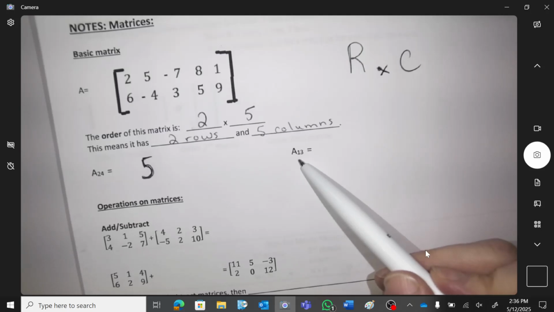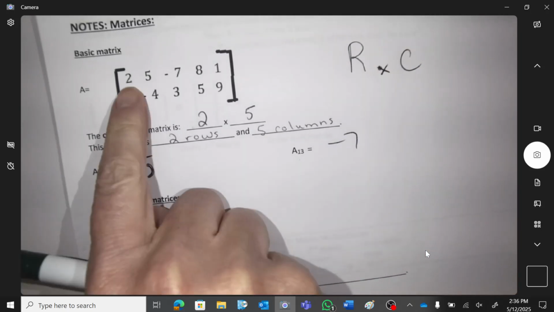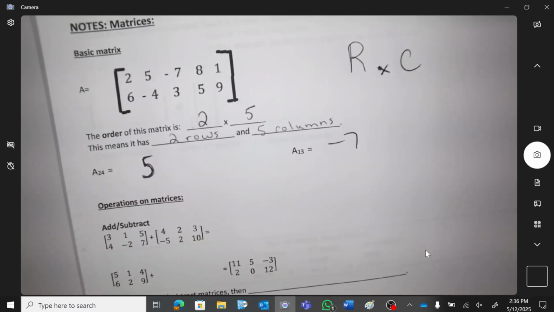So what's in position 1, 3? Negative 7. First row, third over in the column.